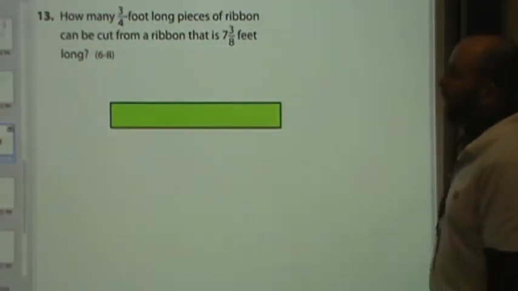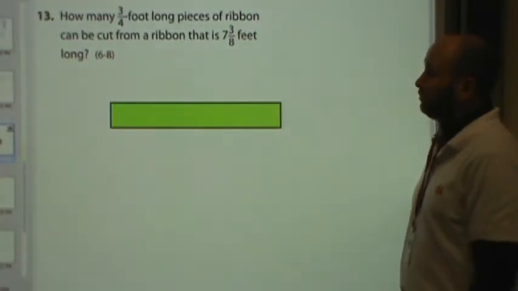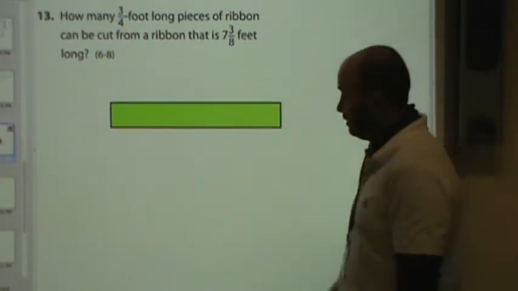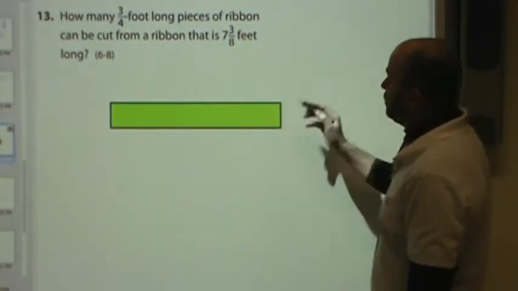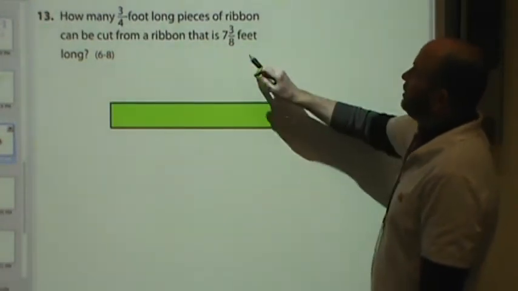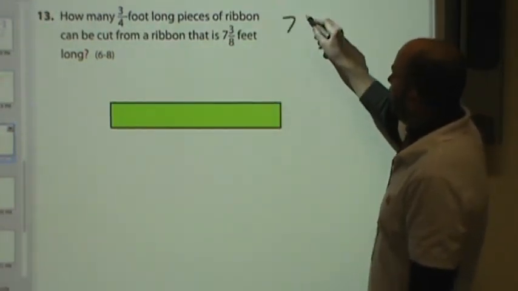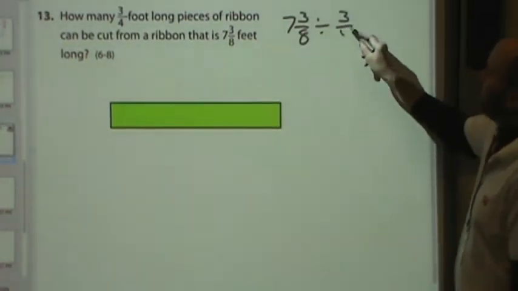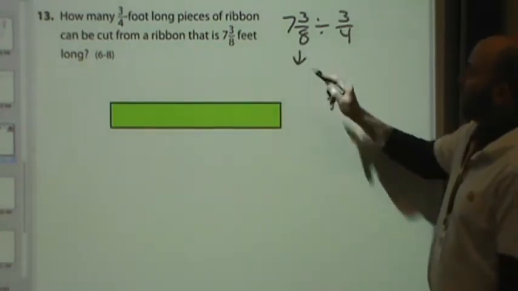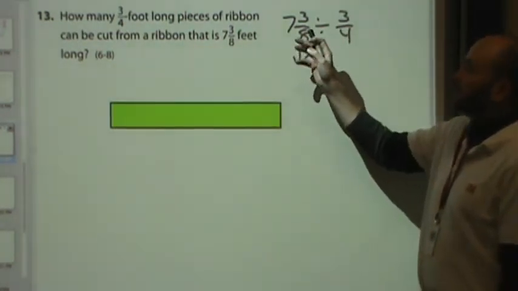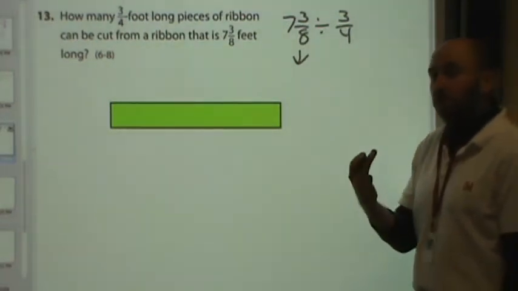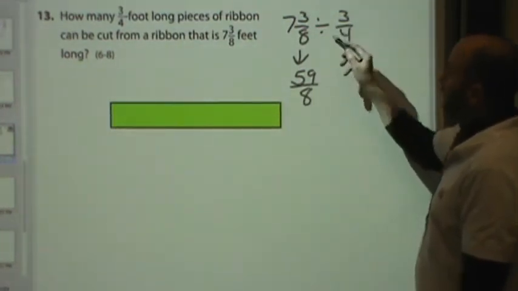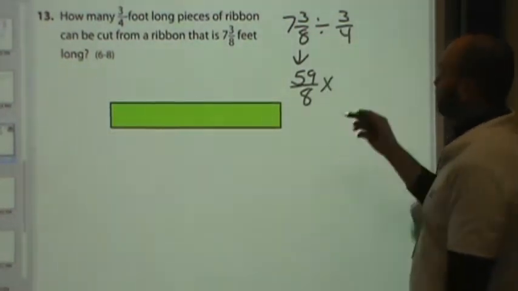Number 13. How many 3/4 foot long pieces of ribbon can be cut from a ribbon that is 7 3/8 feet long? This is a division problem. So you're going to divide 7 3/8 divided by 3/4. Again, we have to create an improper fraction. 7 times 8 is 56, plus 3 is 59 over 8. You can then create your reciprocal and go right into your division process.